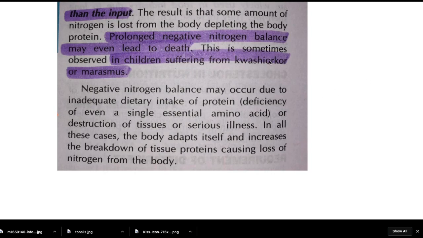Whereas coming to negative nitrogen balance, you can see the examples. Prolonged negative nitrogen balance may lead to death. Death is a negative sign. All these protein energy malnutrition syndromes are negative things. Going into a severe illness is a negative sign where a negative nitrogen balance can be seen, whereas recovering from severe illness is a positive sign, so positive nitrogen balance. So examples are more important, and the simple concept behind each example is important.